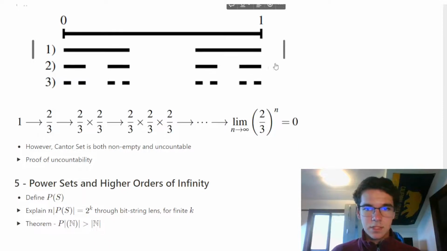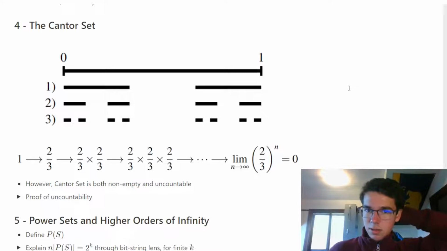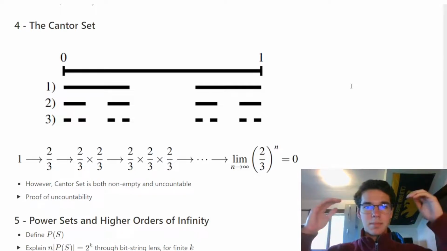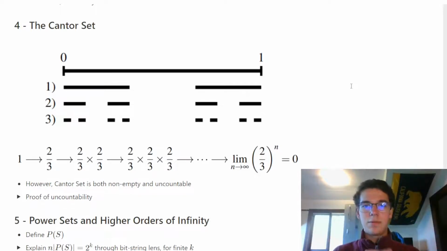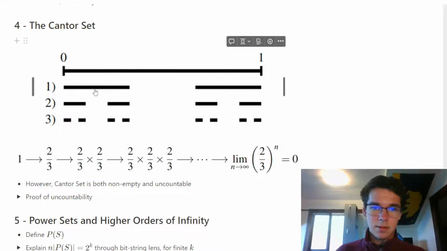I feel like visually is the best way to think about it. So we're going to start off with the interval from 0 through 1, and then we're going to break it up into thirds and remove the middle third. And then for each of those thirds, we're going to recursively, inductively, however you want to think about it, do the same process: take out the middle third and keep our remaining thirds on the end.